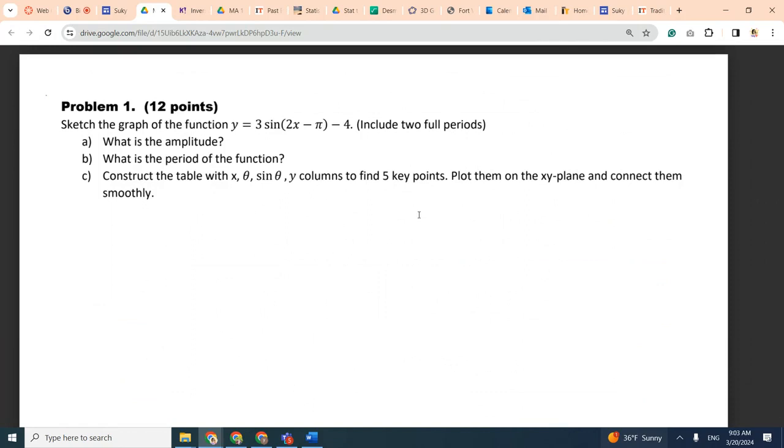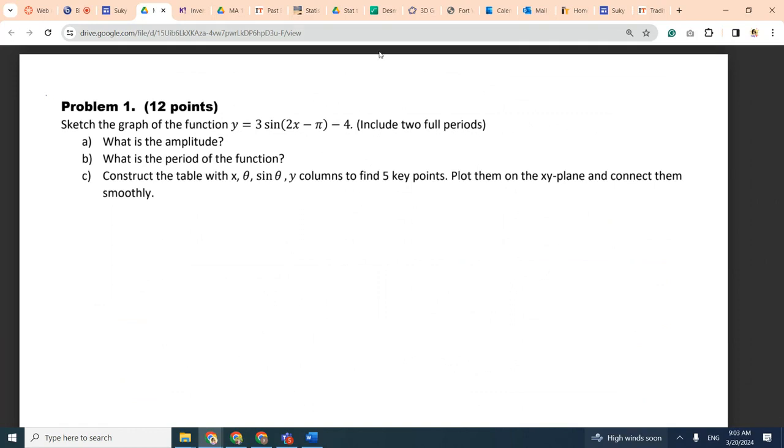Problem 1, you're going to sketch the graph of the function y equals 3 sine (2x minus pi) minus 4. We learned the graphs of all 6 trig functions, right? The methods are very similar. You draw a table with 4 columns: x, theta, the trig function of theta, and then y.